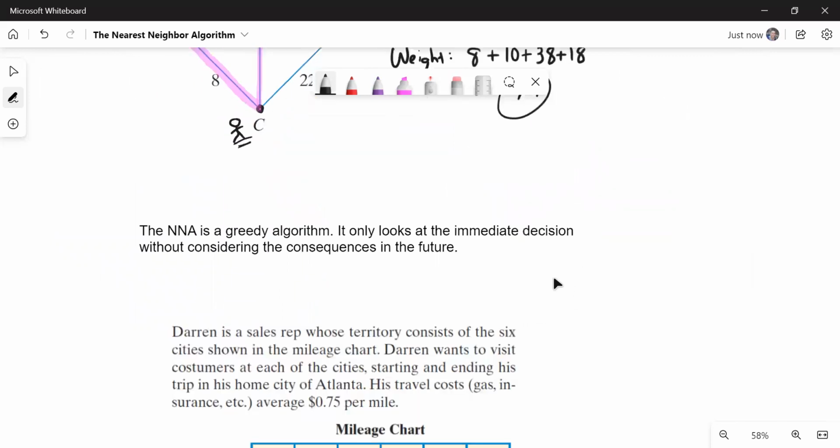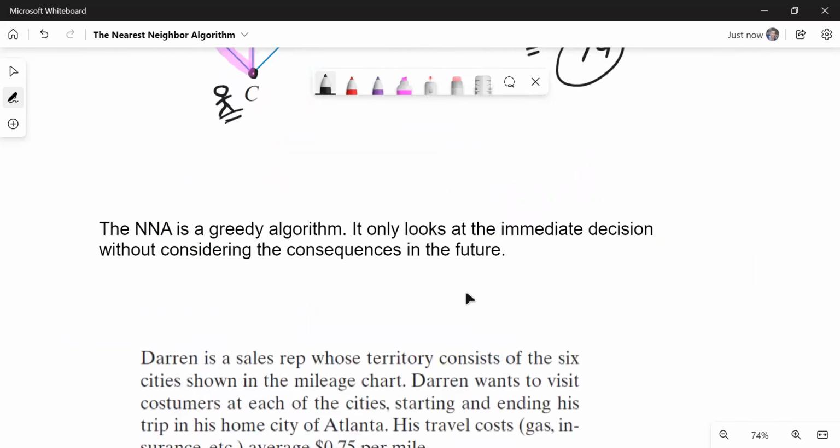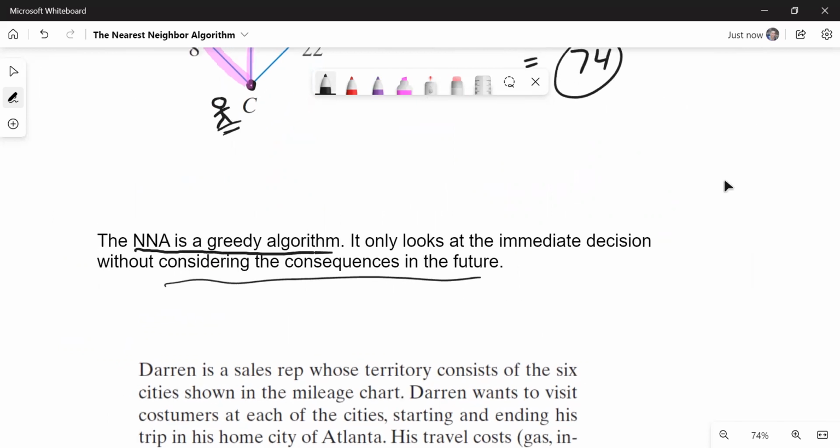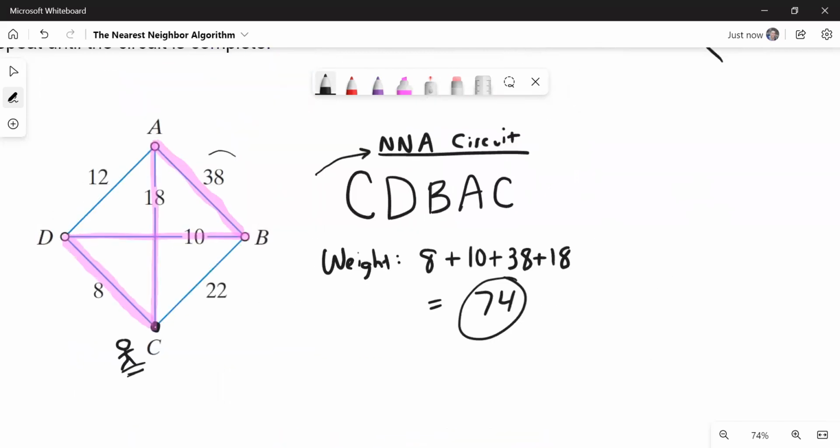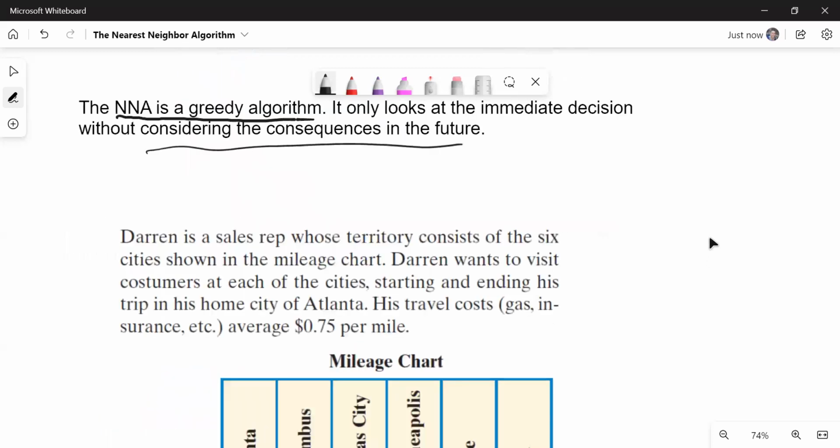What we say is that the nearest neighbor algorithm is a greedy algorithm. It only looks at the immediate decision, like what is the cheapest route from where I'm standing, but it doesn't consider the consequences in the future. In the problem we just did, a consequence was that we had no choice but to use a weight of 38, and that made the final total very heavy.